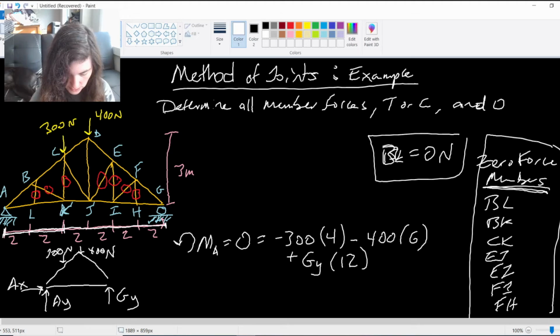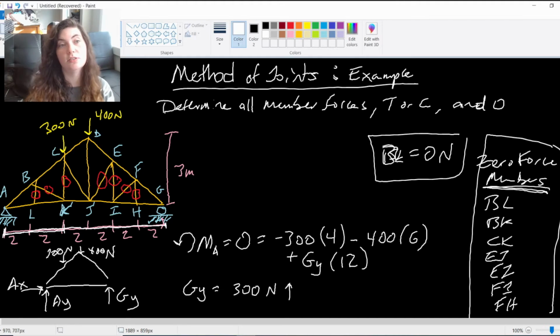So if I solve this, I get Gy equals 300 newtons, and I assume the right direction. It is in the positive y direction, pointing up.